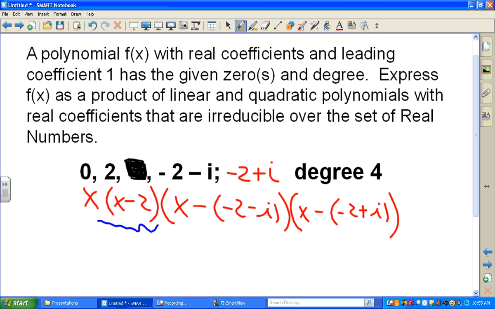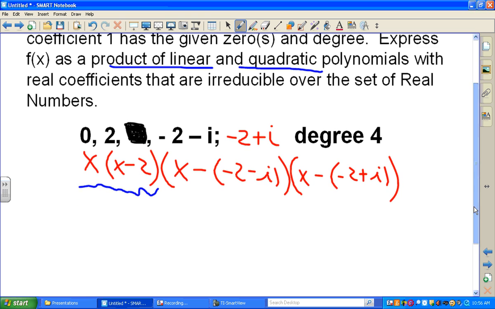These are fine. I don't have to multiply those out. I don't have to have a degree 4 polynomial. It says you can have it with linear and quadratic polynomials with real coefficients. These two are fine. The only thing I have to multiply out are these two. So you're trying to get it all factored. You're not trying to get the actual polynomial. You just want it factored, and we don't factor using imaginary numbers. We use those to give us our answers.